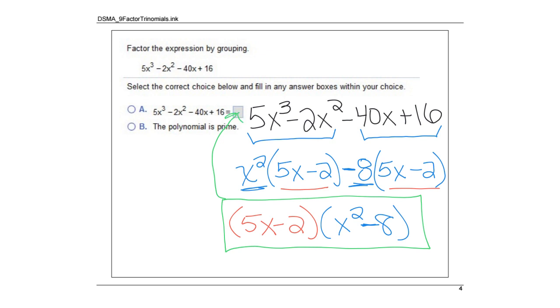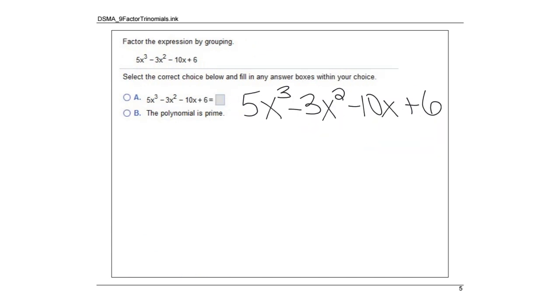But it would be just fine if you have it the other way around. If you had x squared minus 8 times 5x minus 2, that works too. Because in multiplication, order doesn't matter. I can have whichever binomial first. So whichever way you were taught to do these.